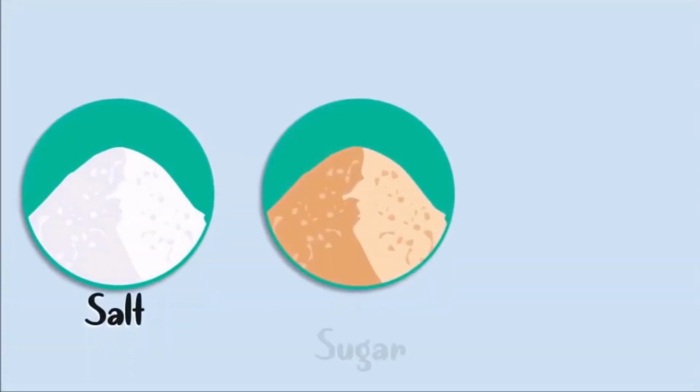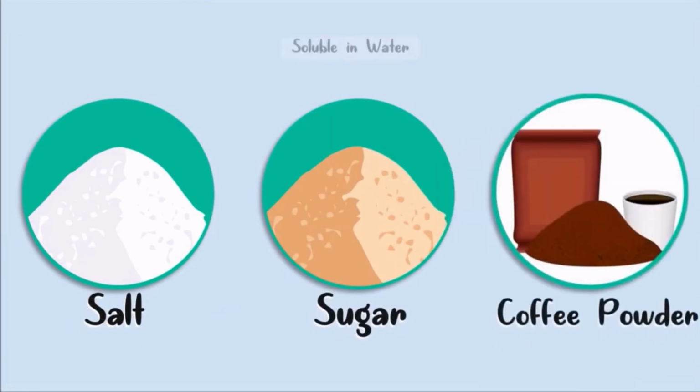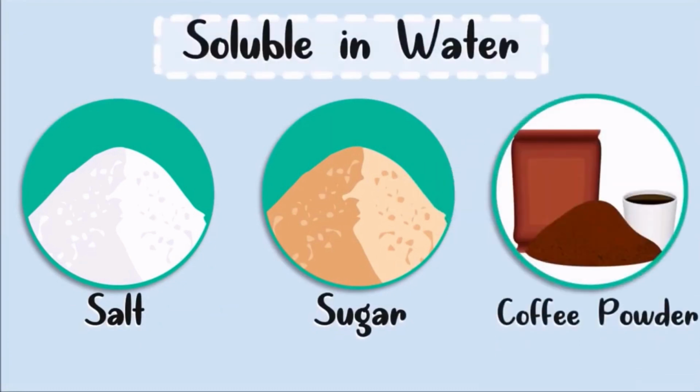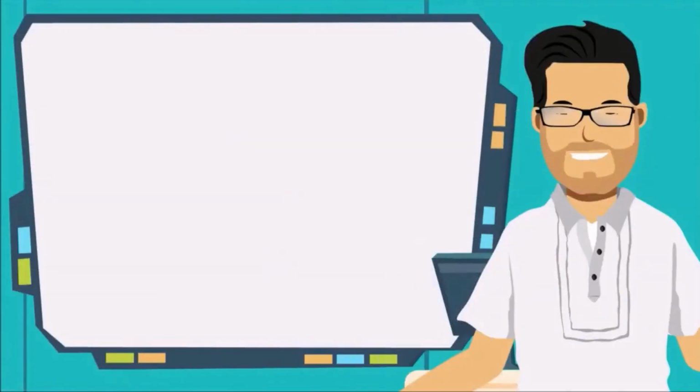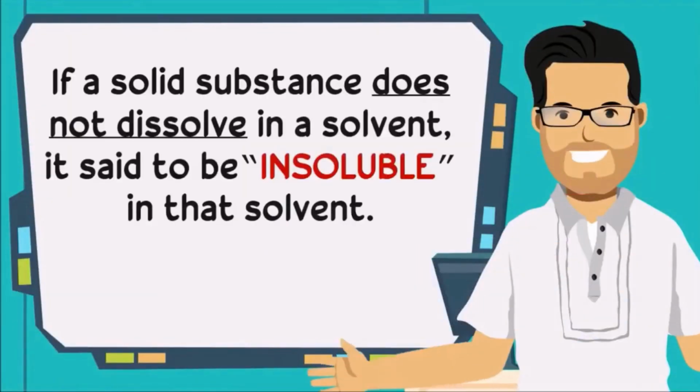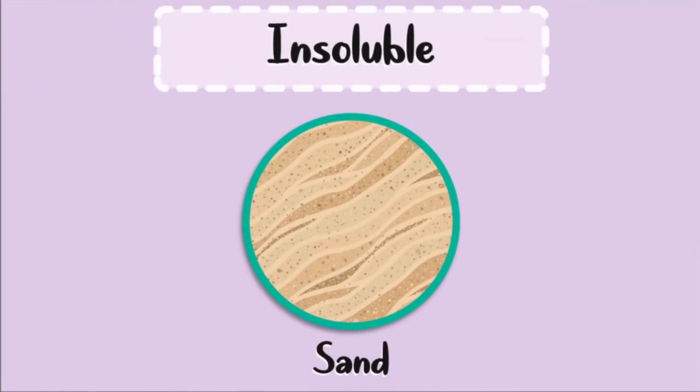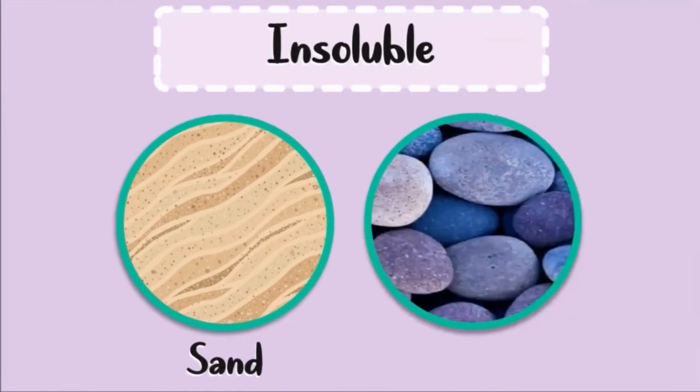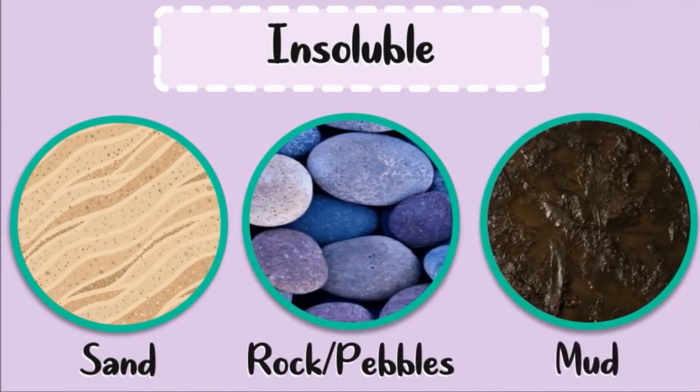Salt, sugar, and coffee powder are solids which are soluble in water. But if a solid substance does not dissolve in a solvent, it is said to be insoluble in that solvent. Examples of insoluble substances are sand. Sand is insoluble in water. Rocks and mud are also insoluble in water.